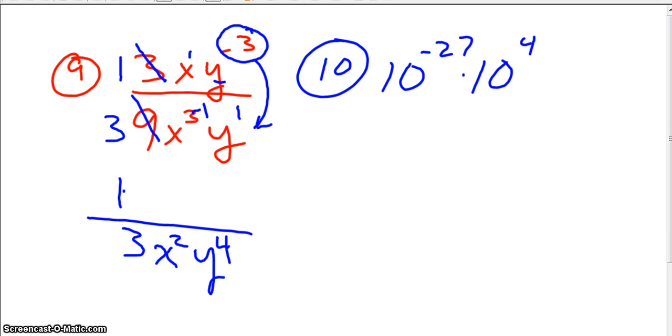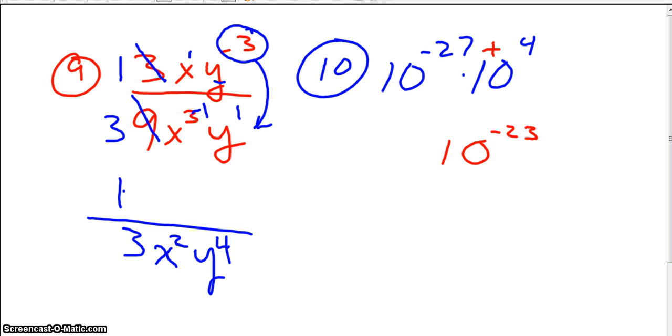Okay, one more practice problem and then you're on your own. We have 10 to the negative 27 times 10 to the 4th. So how might you write this if you wanted to simplify? Well, this is the product of powers, so we have learned that you would add those exponents, right? That might be a first step you take. So what is negative 27 plus 4? 10 to the negative 23.